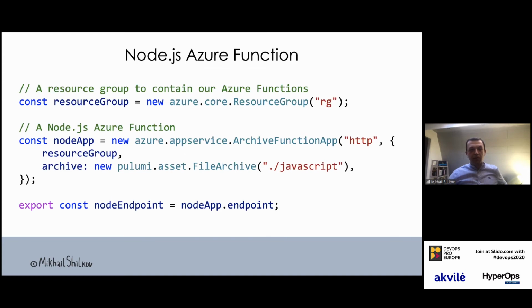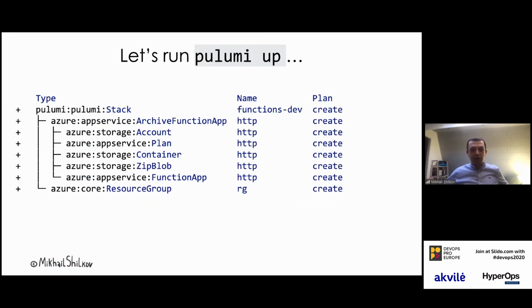And if I run this simple program of 5 lines of code in Pulumi, you will see the tree of resources that are about to be created. So you can still see all the details that have to be provisioned, but you don't have to care about them every time you need to create a new function app. It's abstracted away from you.